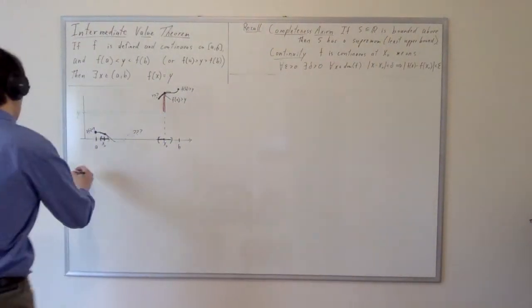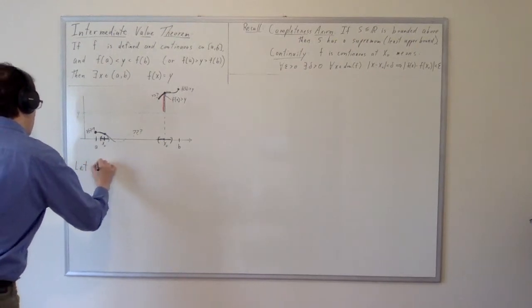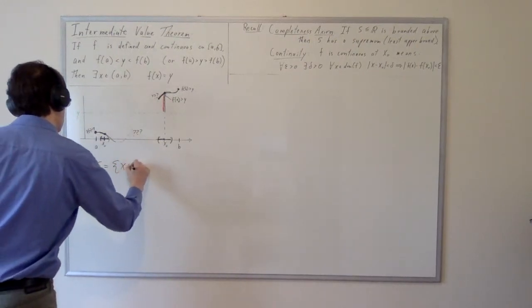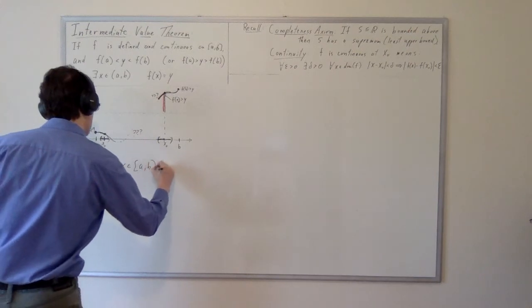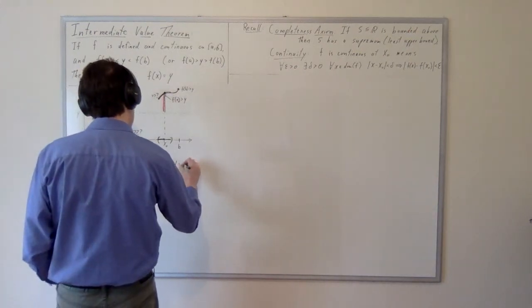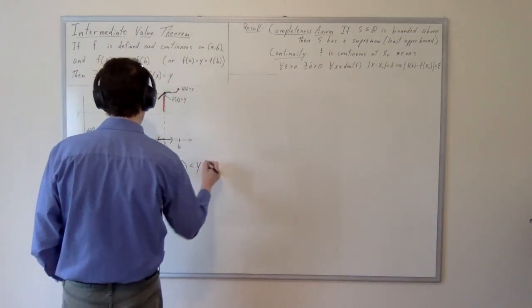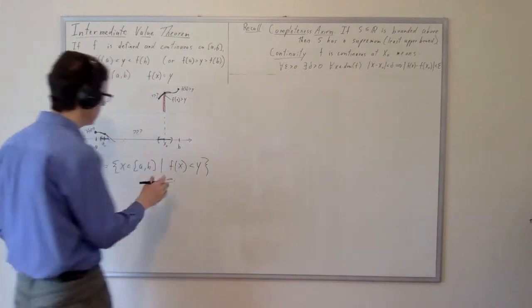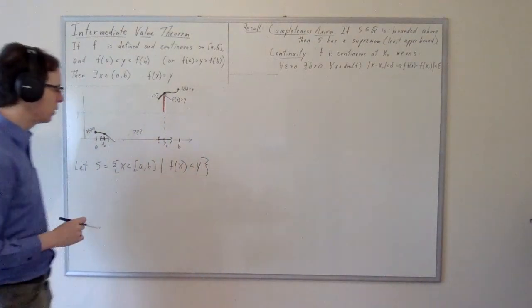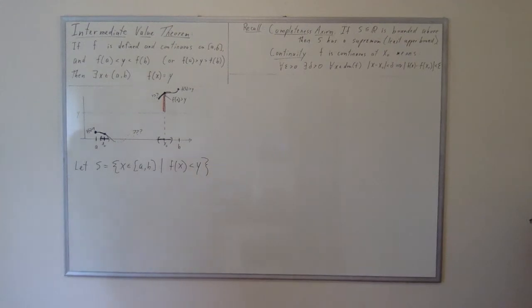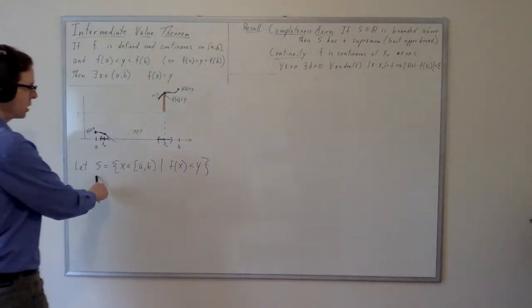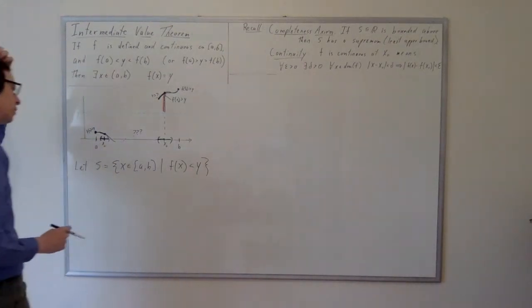So let me define the set that we're going to reason about. So we're going to let S be the set of all x's in the interval so that f of x is less than y. Now at this point, it doesn't really matter whether I say less than or equal to. Both ways will work, but it's a slight difference in the proof. So here S is going to be this set.